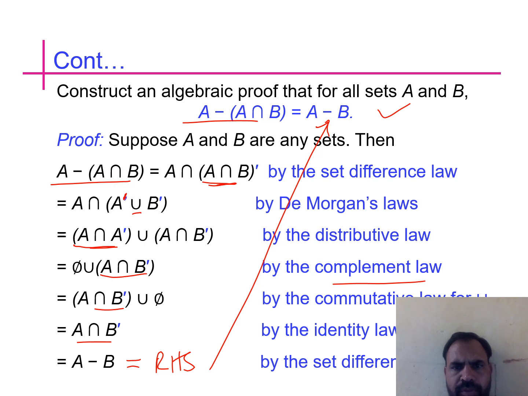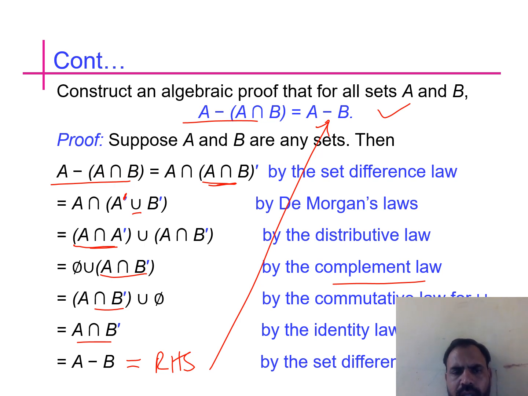By the set difference law, this is A intersection (A complement union B complement), by De Morgan's laws. Here we can use the distributive law: A intersection A complement union A intersection B complement. Now by the complement law, A intersection A complement is equal to phi, so phi union A intersection B complement, which is A intersection B complement union phi by the commutative law for union.